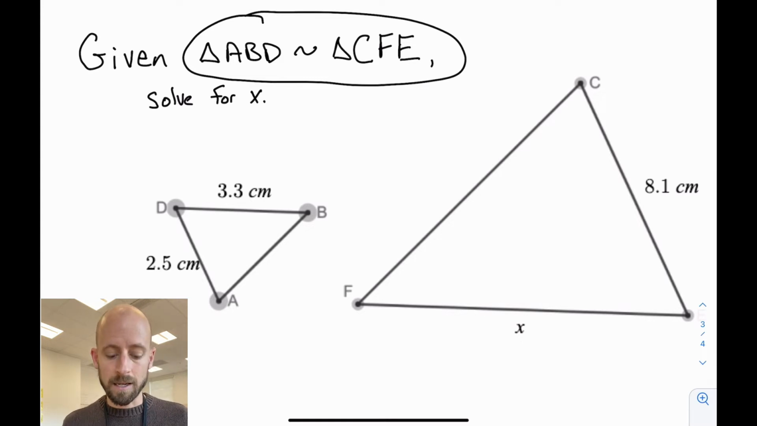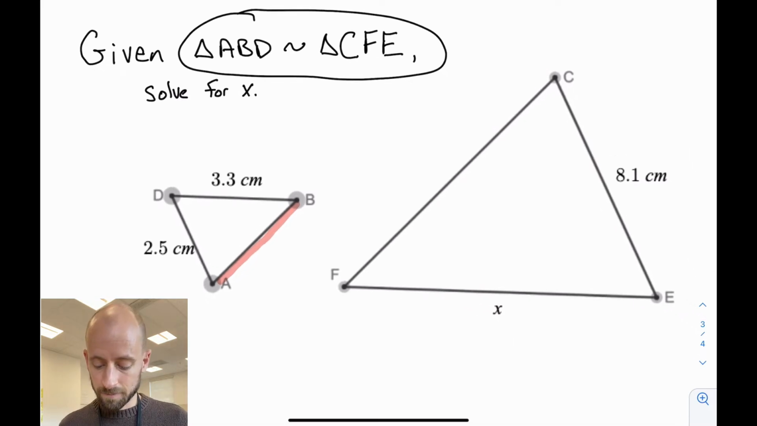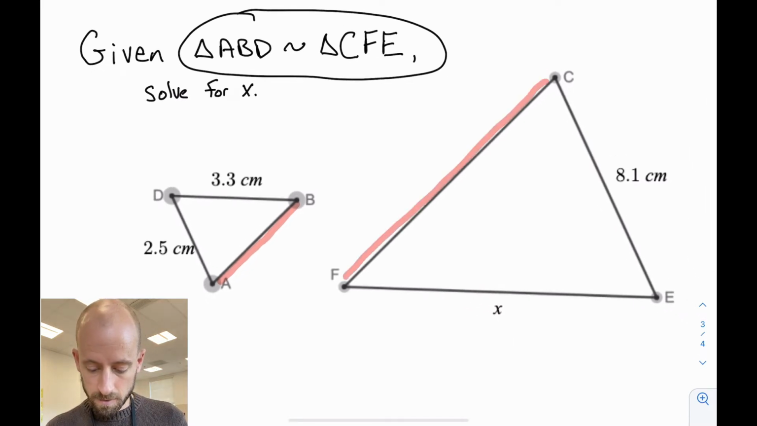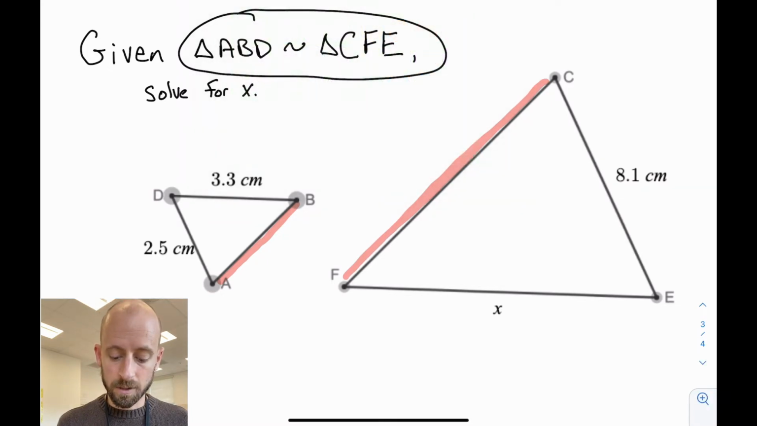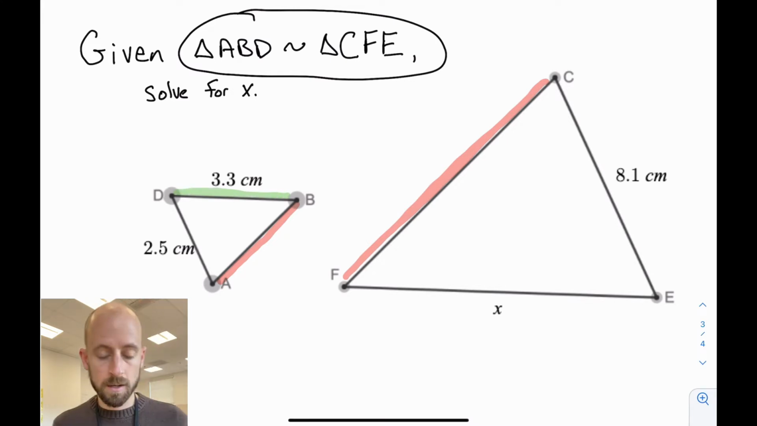So ABD. A and B come first. I will highlight A and B on the small triangle. C and F come first and second on the second triangle, so C and F I need to highlight. That would be right here. Those two sides are corresponding. Grab a different color. Let's choose B and D on the small triangle. And I need to match that up with the last two letters on the other one.